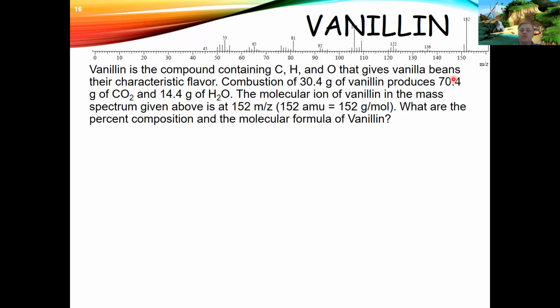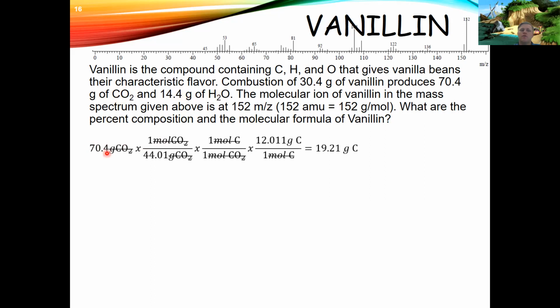All right, first thing we have to do is figure out how much carbon was released here. So we got 70.4 grams of CO2. We'll take 70.4 grams divided by the molecular weight of CO2 to convert it to moles of carbon, then convert it to grams of carbon.